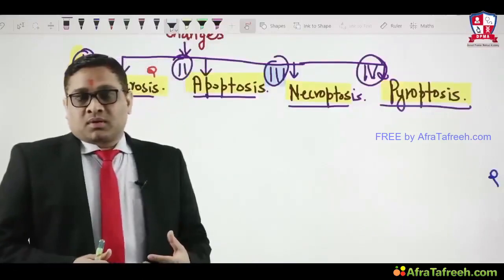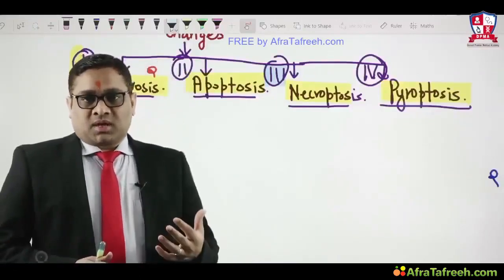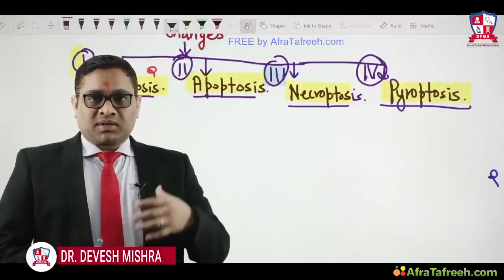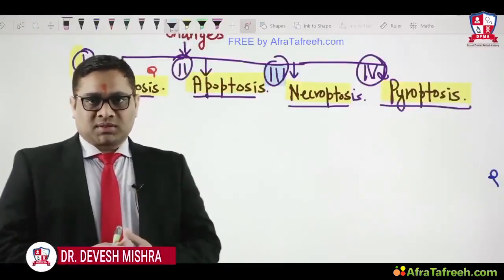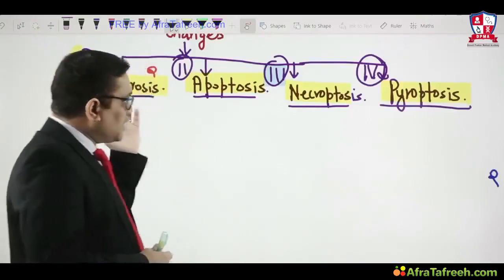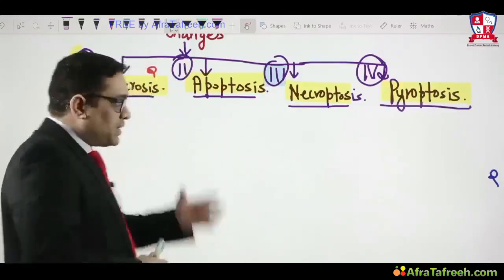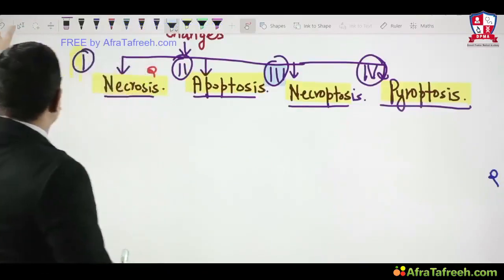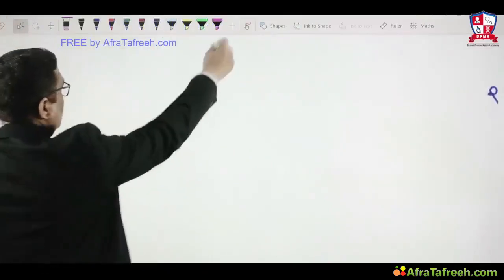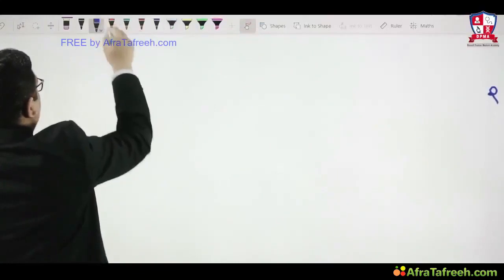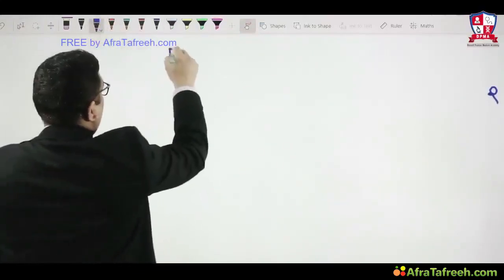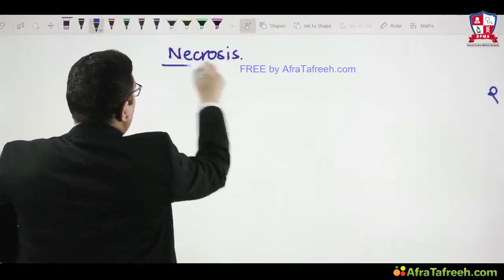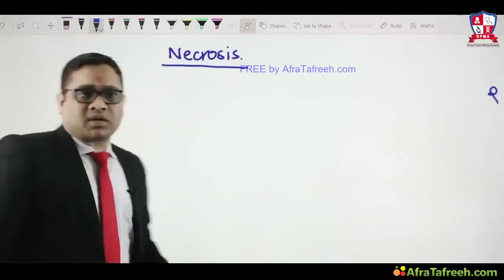As I told you in our discussion, after irreversible injury there will be cell death and certain morphological changes, right? So these were the morphological changes. First we are going to discuss number one, necrosis.